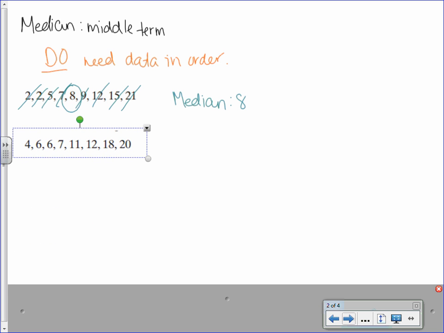Okay, moving up, here's a different set of data. But it's already listed from least to greatest, so that's good. And again, I'll start on the outside and work my way in. So there we go. There we go. There we go. Oh no.